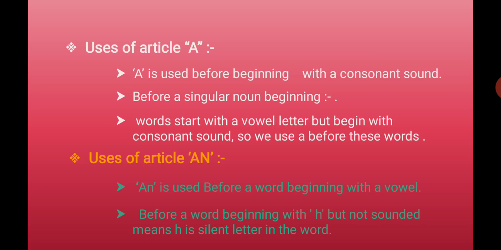So let's do the exercise with the revision of these rules. Fill in the blanks with A or an. The first word is clock. It begins with a consonant, so the answer will be A. Next is eagle. It begins with a vowel. The answer will be an.